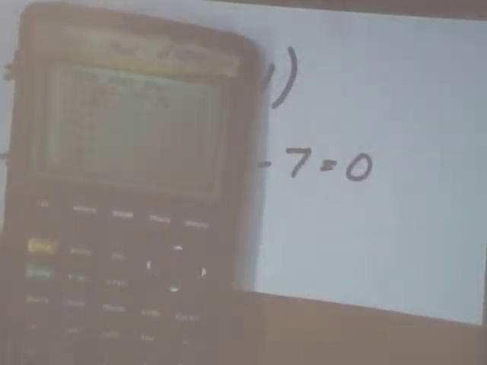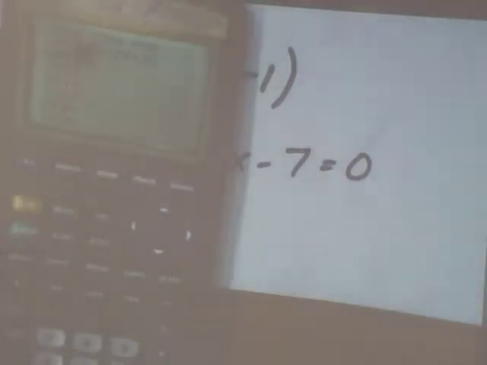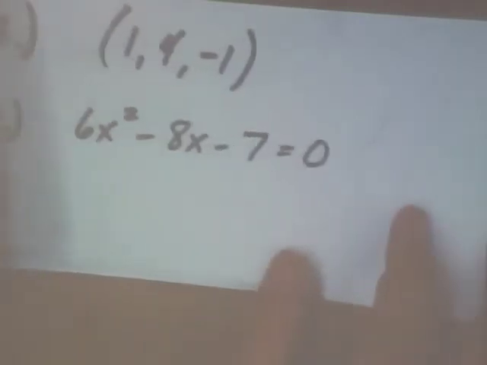Alright, so what we're going to do is graph the left-hand side, then graph the right-hand side of the equation. So 6x squared minus 8x minus 7, and the right-hand side of the equation is 0, so I got y equals 0. Hit graph. Okay, there's my parabola that I was expecting. Where do I find the solutions? On the y-axis. Or x-axis. On the x-axis, very good, yes.